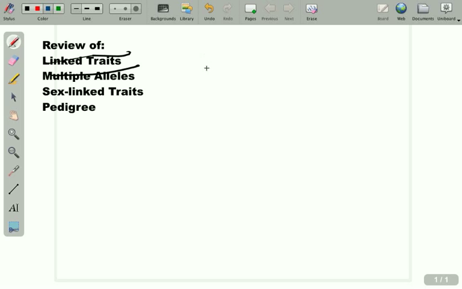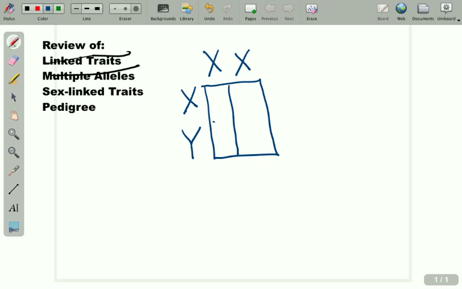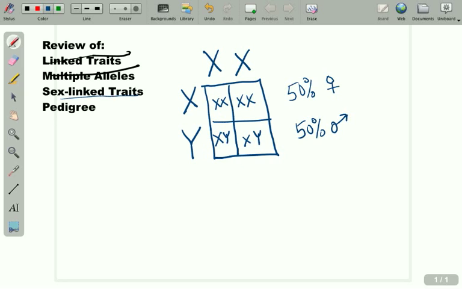Okay, first, let's talk sex. Female, male. A regular cross between a female and a male gives 50%, if you notice, 50% females, these are females, XX, and male is XY. So every cross is going to give you 50% female, 50% male, okay? So now, sex-linked traits are carried on the X chromosome.